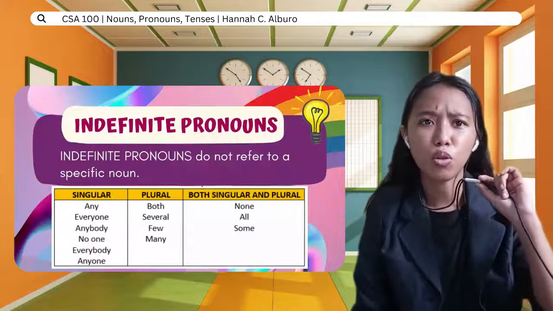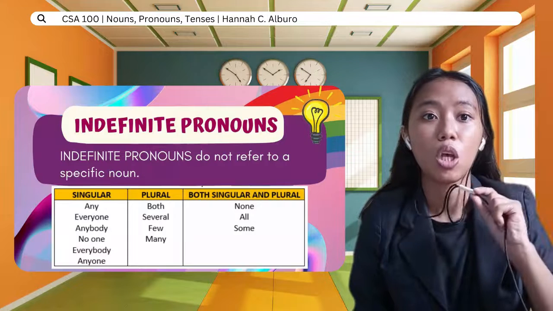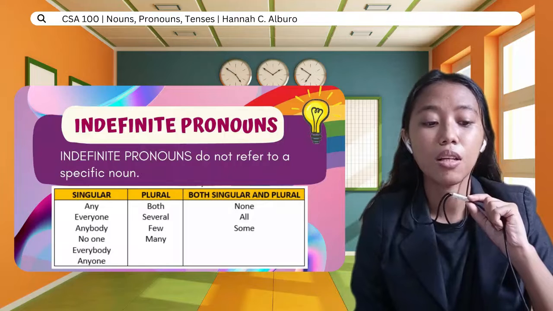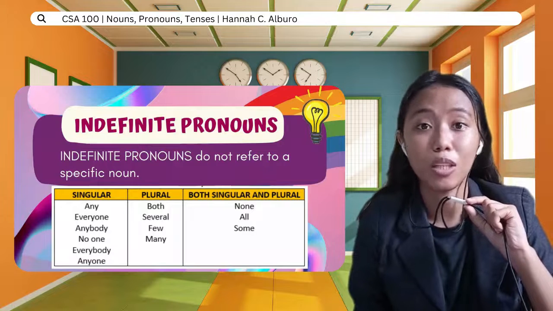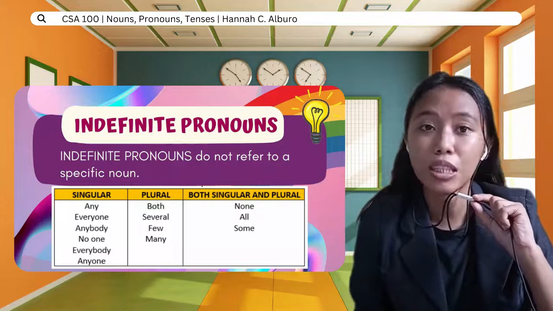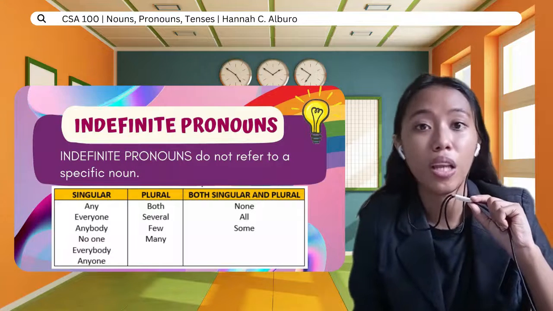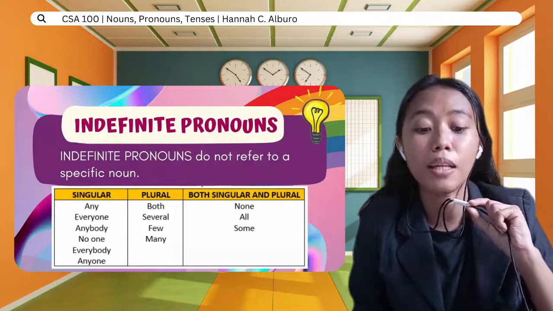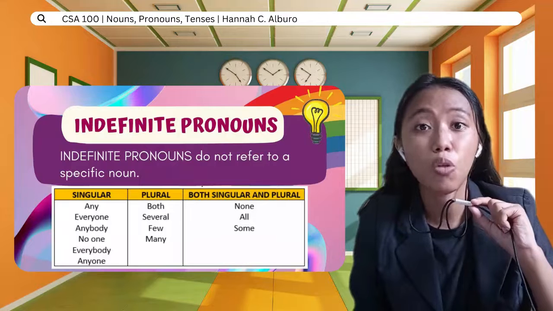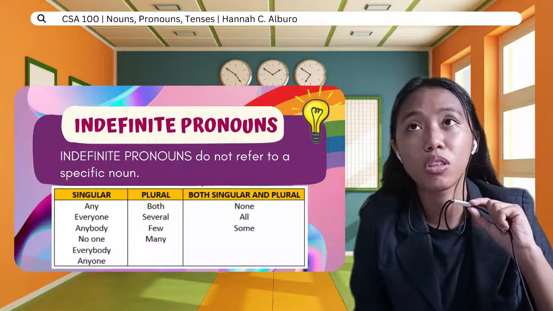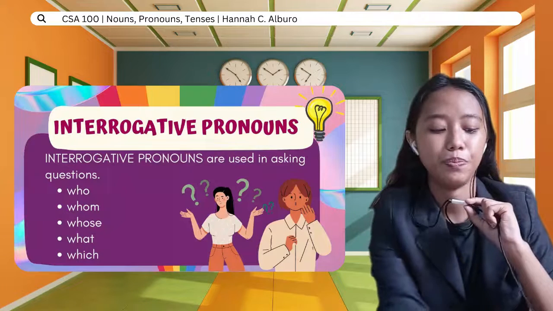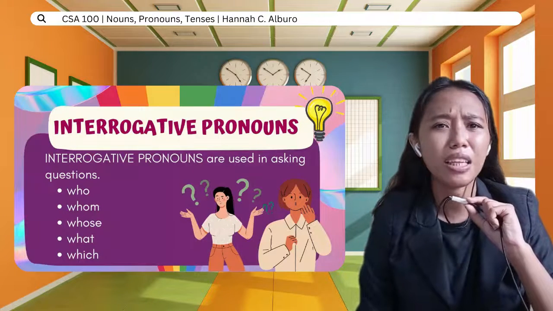Now let us move on to the indefinite pronouns. These are the pronouns that do not refer to a specific noun, that's why they are indefinite. For the singular, we have any, everyone, anybody, no one, everybody, anyone. Then for the plural, we have both, several, few, many, and for both singular and plural, we have none, all, and some.